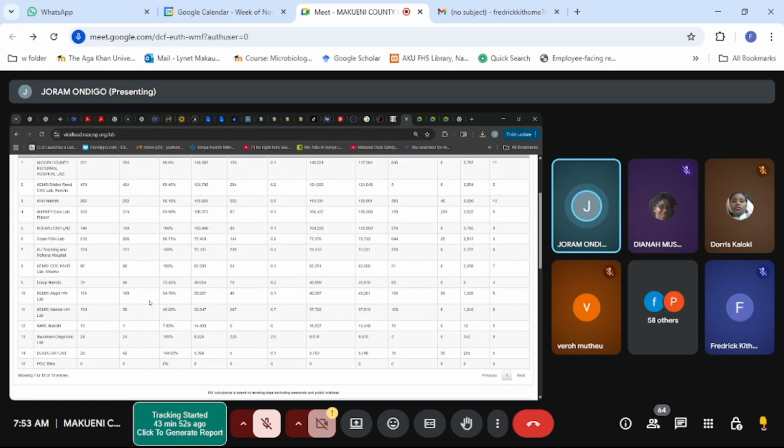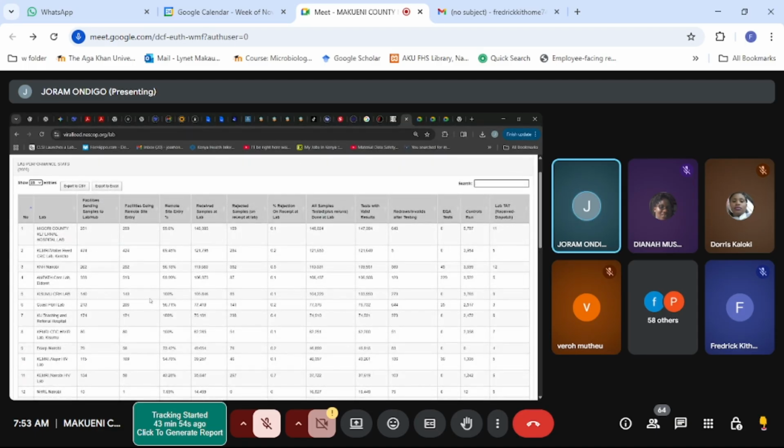They just tell you the number of labs that are doing viral load within our setups. So this is just the number of labs. Then this one tells you the number of facilities sending samples to the lab. So like Migori, around 251 facilities, Kericho, 474. That is in Rift Valley. They're actually getting a lot of facilities sending samples there. But you know, in Kericho or in Rift Valley, HIV prevalence is not that high. That's why you see they're able to do all that.